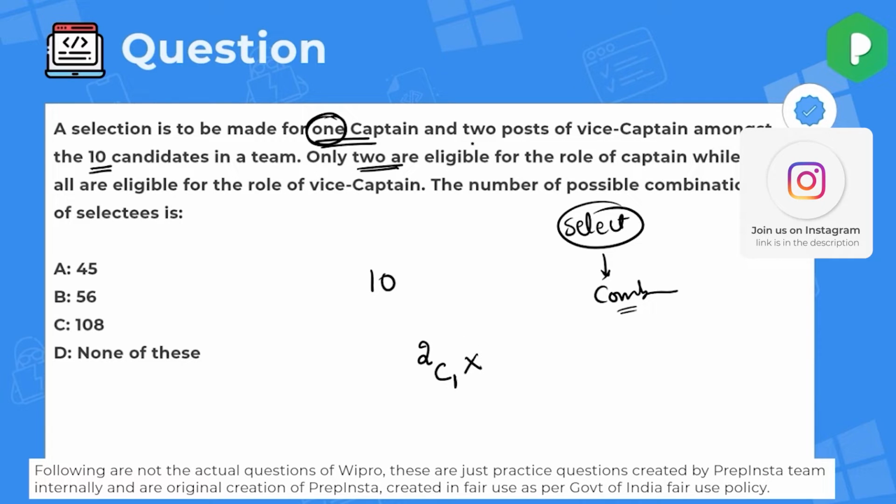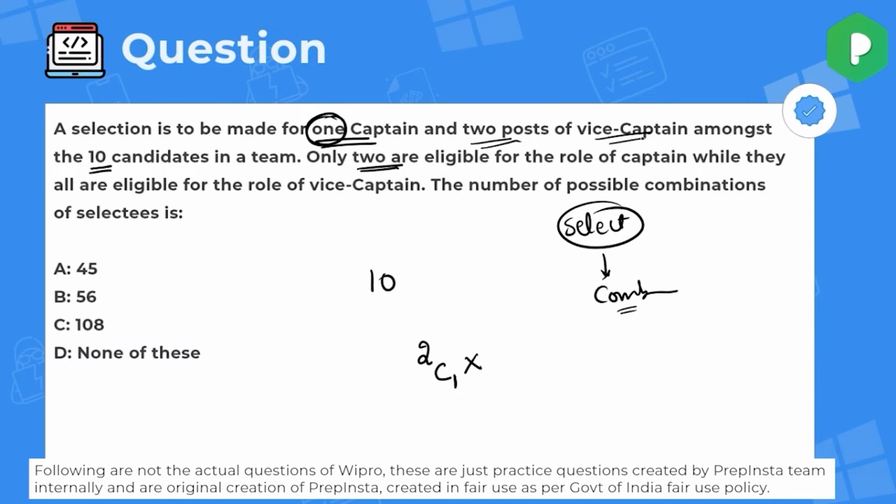You can select 2 posts for vice captain from how many members? All are eligible for the role of vice captain. So how many members are there? 10 members are there, such that you can select 2 members from them. So this is the total number of possible ways. So 2C1 is simply 2, multiplied by 10C2.